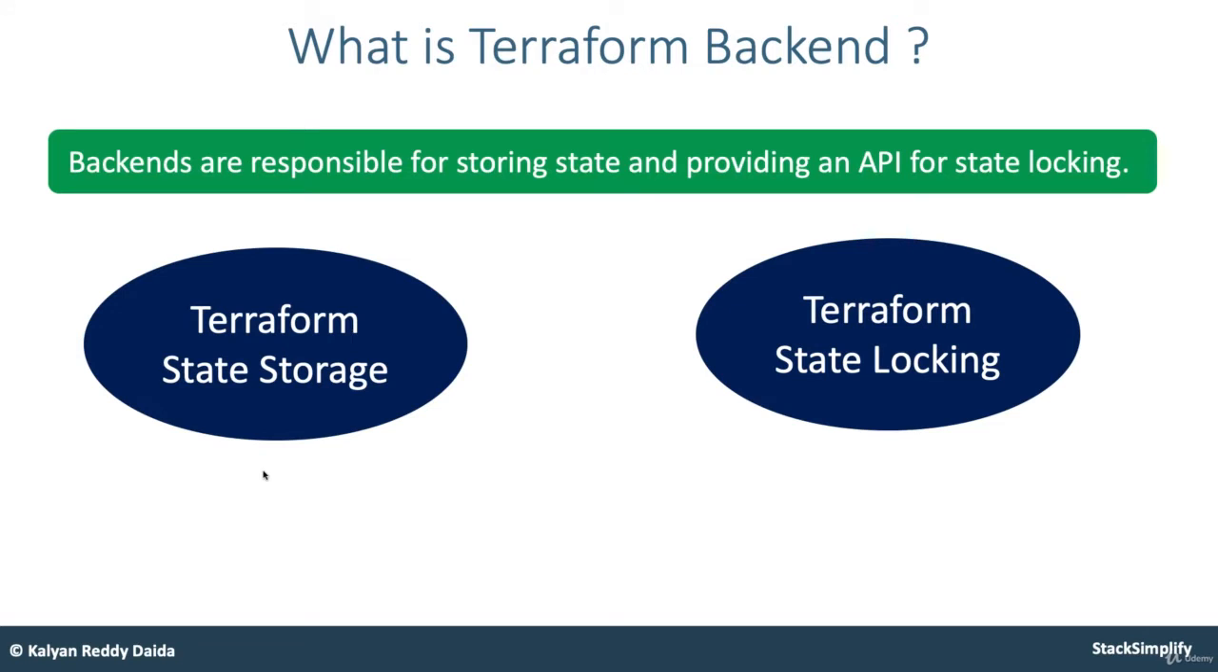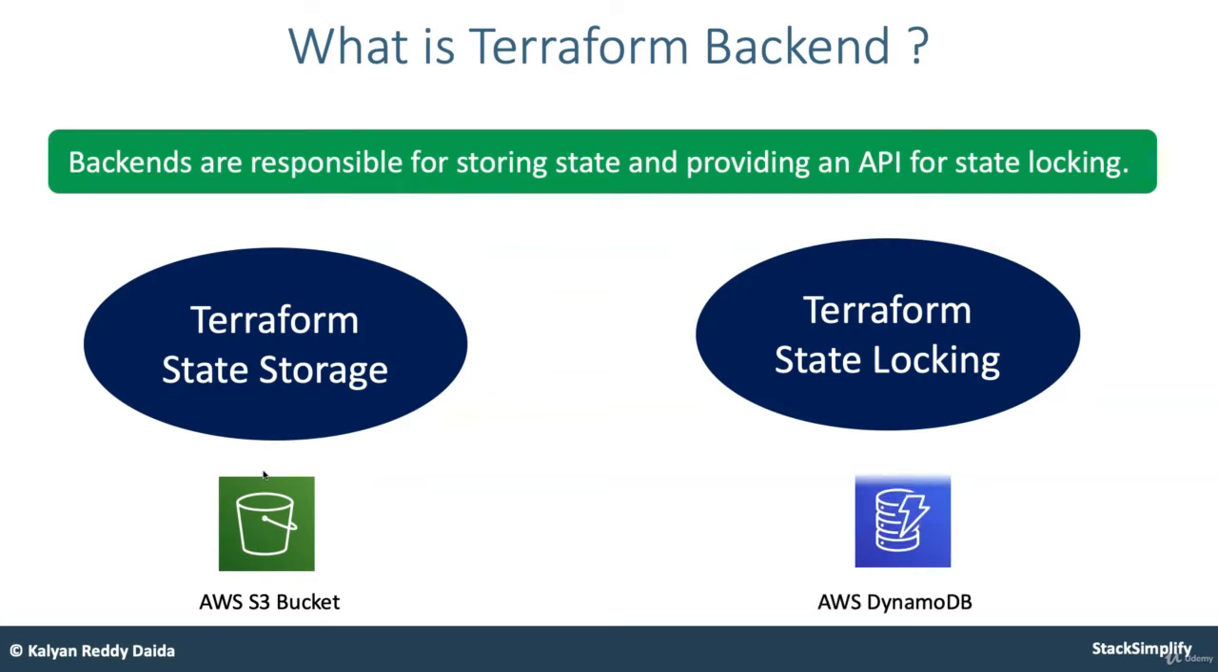Okay, so now moving on. We have two things here from the Terraform backend perspective: one is Terraform state storage and another one is Terraform state locking. For Terraform state storage, when you are using AWS as the provider, we will use the AWS S3 bucket, which means our terraform.tfstate file will be stored in an AWS S3 bucket. In the same way, for implementing state locking, we will be using the DynamoDB table from AWS. We'll understand state locking a little bit later, but for now, these two are the AWS services we are going to use for state storage and state locking.